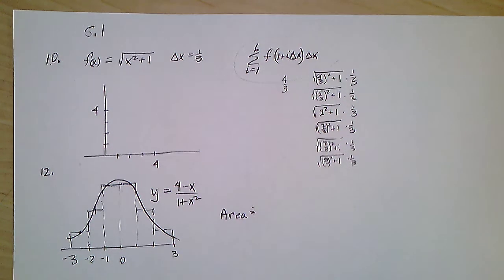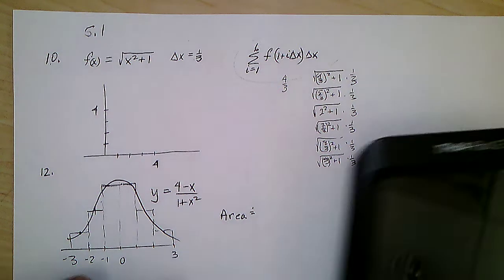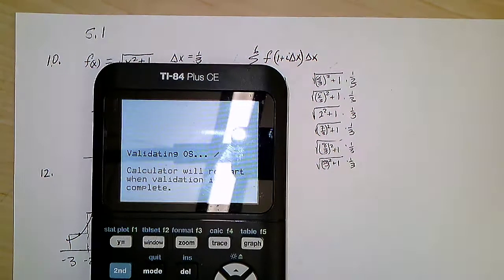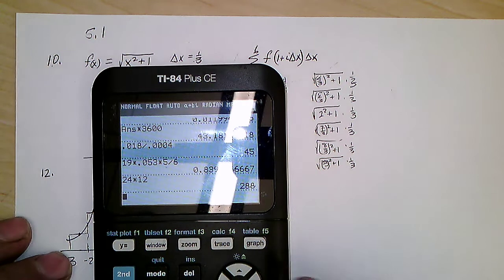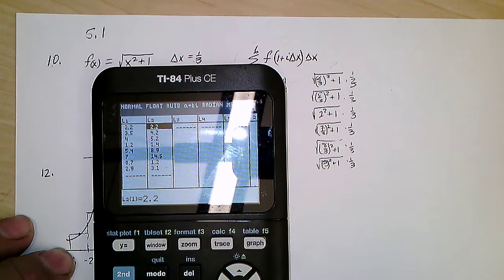Now to do that, I think I would use my calculator to do this quickly. I could go to my tables. Clear, or to my list, stat, edit, and I can put in 1/3, 2/3, 3/3, 4/3, 5/3, and 6/3.